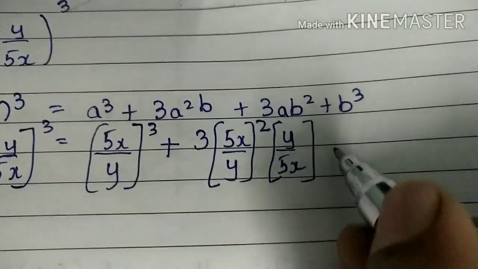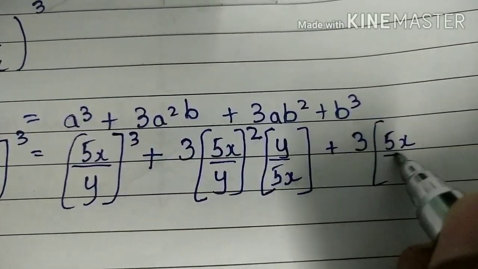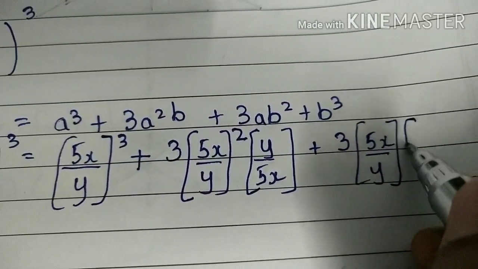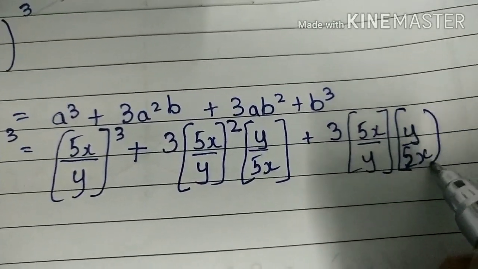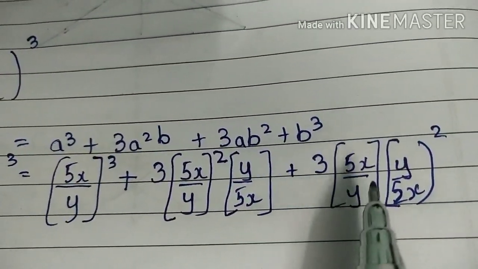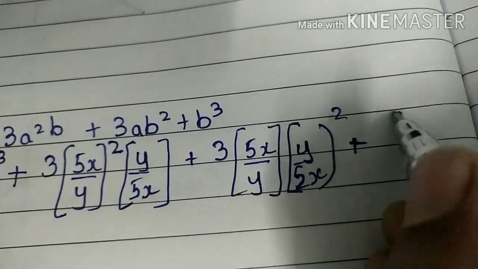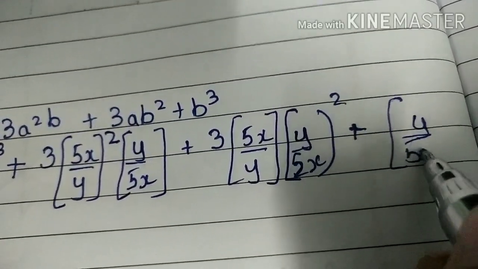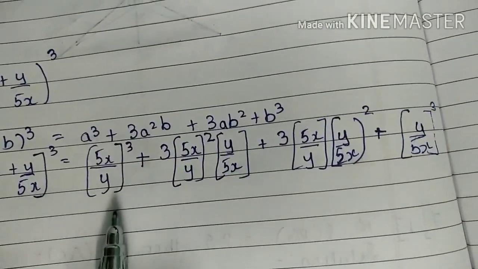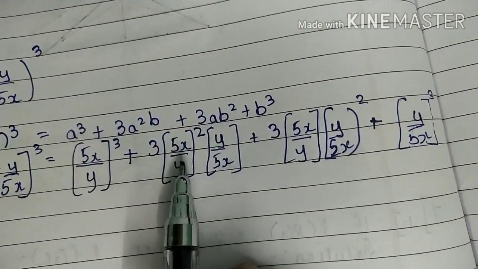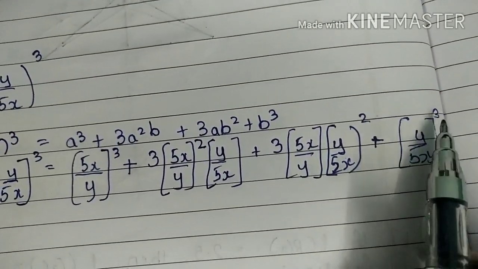Okay, plus 3a, that is 5x upon y, b square. So y upon 5x whole square, that is 3ab square. Last, plus b cube. Okay, so this is the split formula, that is 5x upon y the whole cube plus 3a square b plus 3ab square plus b cube.